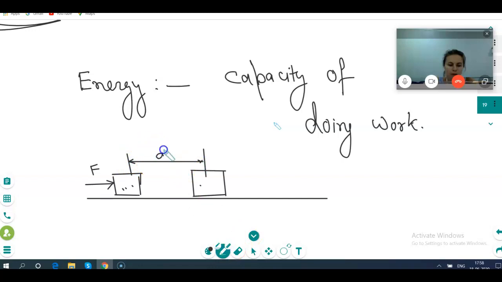Please tell me, after this point B, if you remove the force, what happens? The object will stop here or it will continue moving? It's going to move maybe a little bit more. It depends on the frictional force. If the frictional force is not there, like you are pushing on ice, what happens?